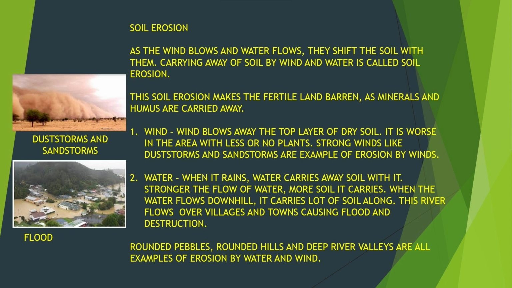2. Water. When it rains, water carries away soil with it. The stronger the flow of water, the more soil it carries. When the water flows downhill, it carries a lot of soil along. The river flows over villages and towns causing flood and destruction. Rounded pebbles, rounded hills and deep river valleys are all examples of erosion by water and wind.